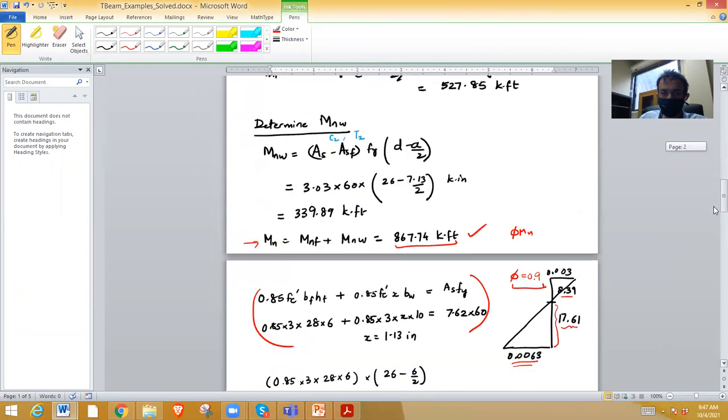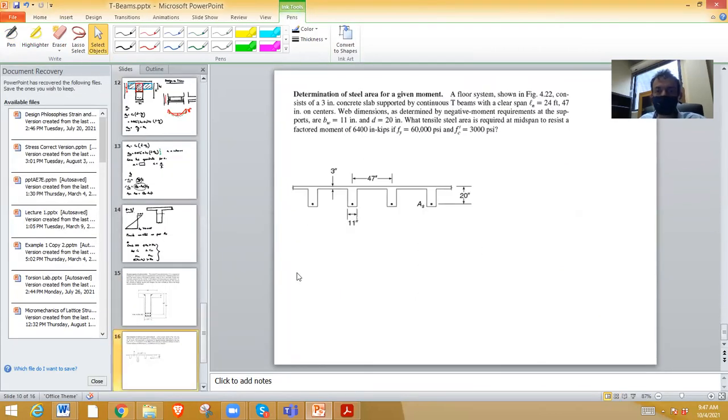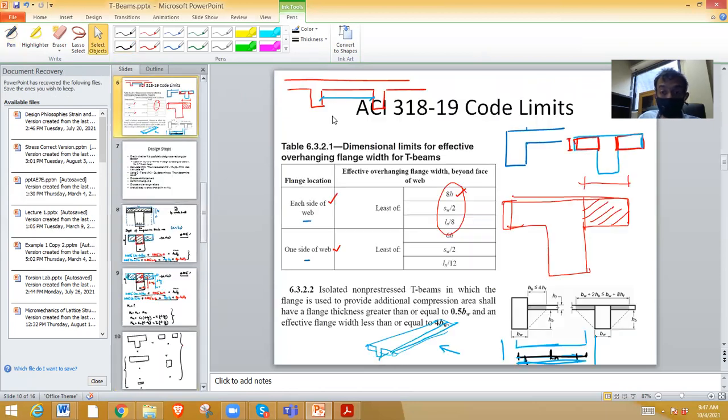Now, if we want to go for design, let's look at the design problem. So we are given, this is our floor span. So let's write down what is our code recommendation. Let's copy paste it and that will be easier.